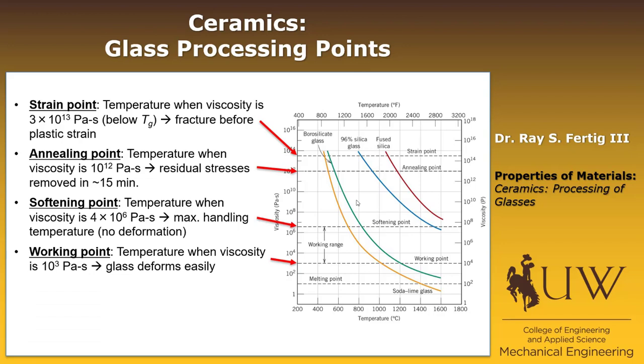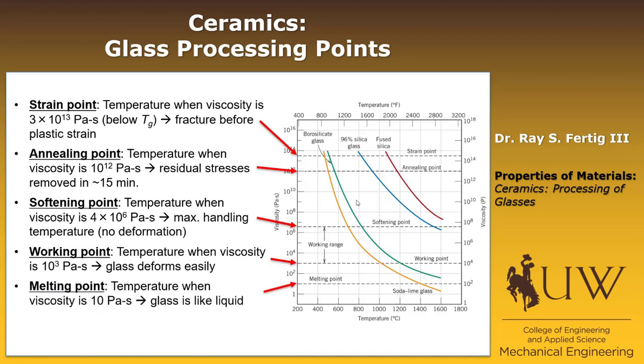Another important point is the working point, and it's defined as the temperature when the viscosity is 10 to the 3 Pascal seconds, and at that point the glass deforms very easily. And then finally, the melting point is actually defined as when the viscosity is 10 Pascal seconds, and that just means that the glass is essentially behaving like a liquid. But what I want you to see from this curve is that really we have a continuous transition from solid to liquid, and so we define these 5 points. I don't want to say artificially, but they're defined by convention such that we can identify about how the glass is behaving mechanically at those times.